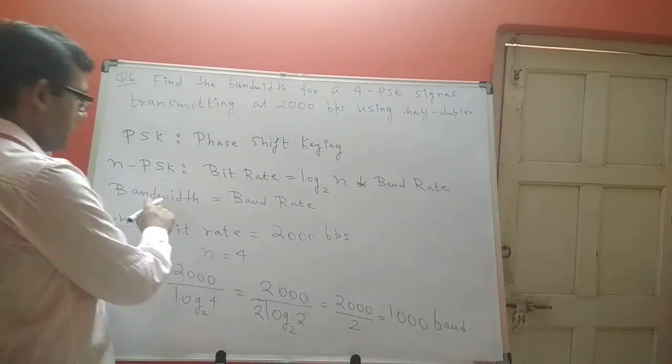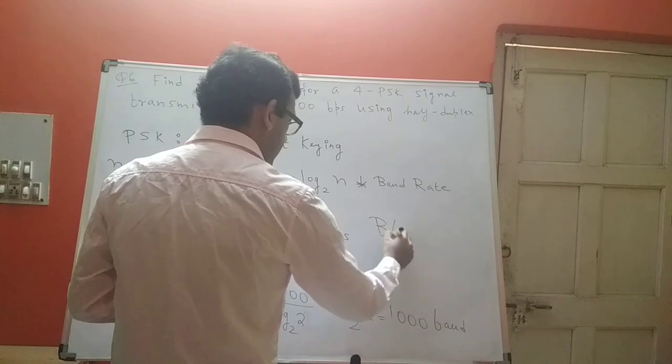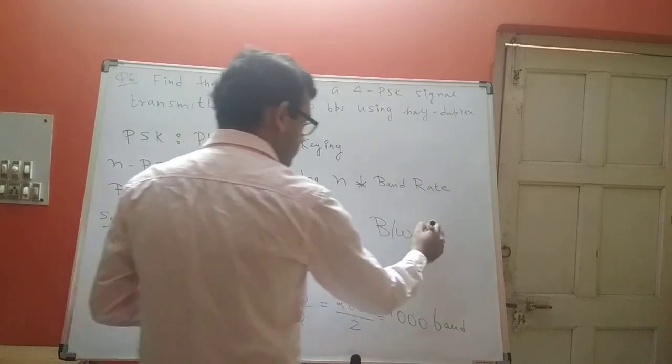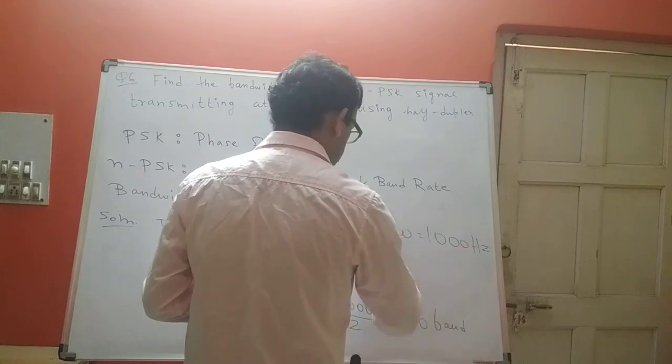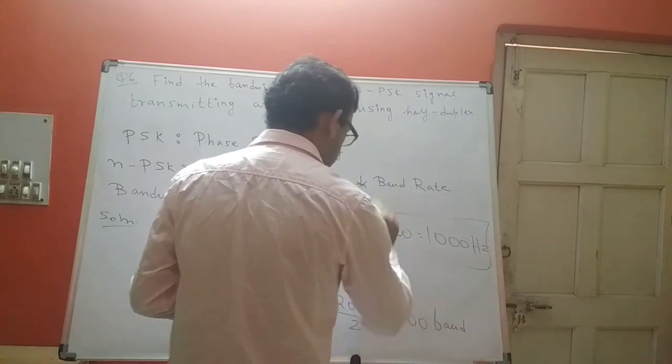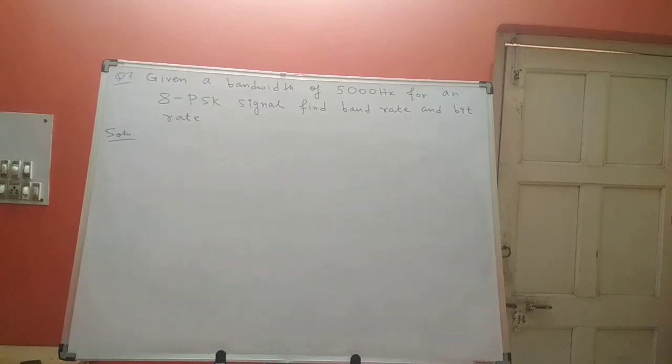Now from this relation, you can understand that the bandwidth is the same as the baud rate. So I can say that my bandwidth is also 1000, but the unit is hertz. So this is how you solve such questions. I'll take up another question. Again, please pause the video and copy down the question. I hope you have copied down the question.